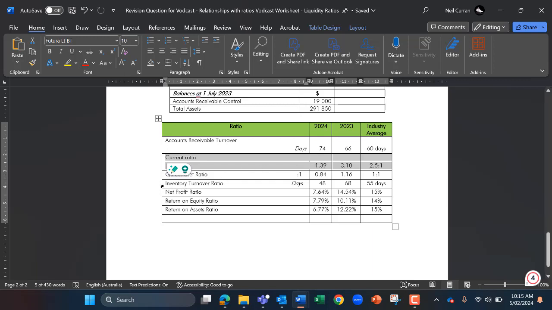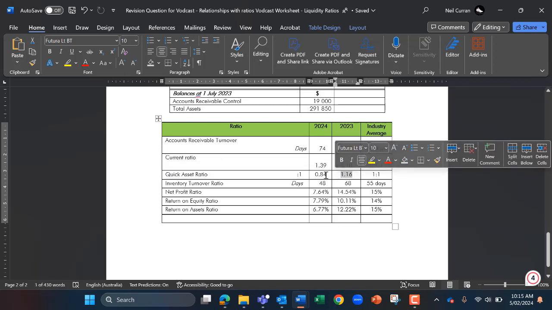We can see here from the inventory turnover, it's gone from 68 days completely turnover down to 48 days, which is an improvement. We wanted this to be as low as possible with the industry averaging around 55 days. The quick asset ratio has gone from 1.16 is to 1 down to 0.84 is to 1, with the industry average being around 1 is to 1. And so therefore this is showing a huge glaring cash flow issue, and more particularly probably reliance on the inventories in order to prop up this ratio.